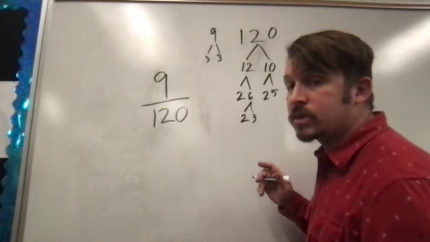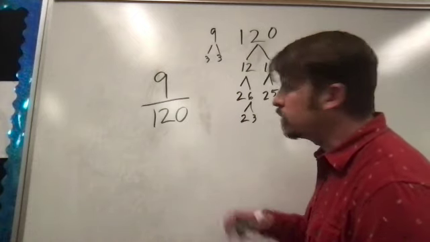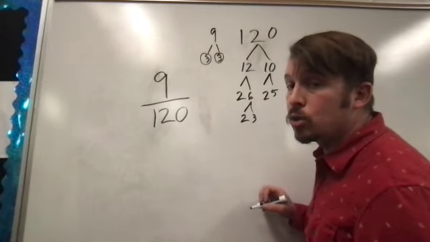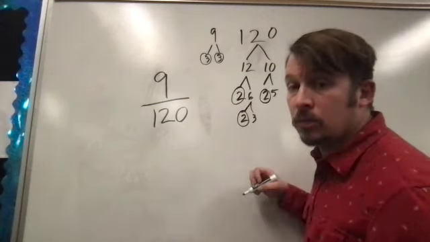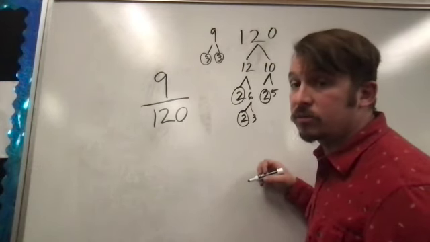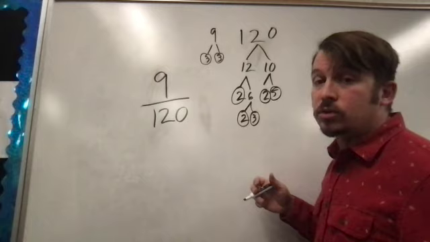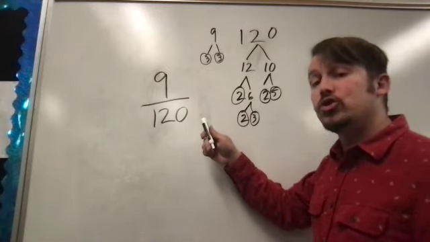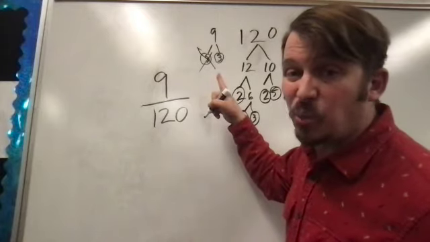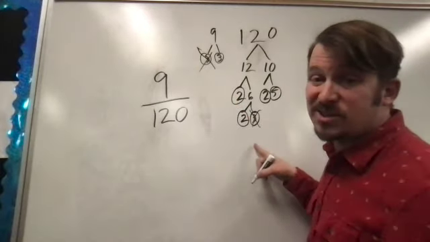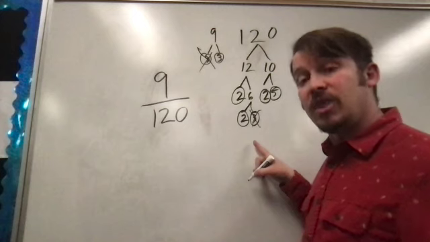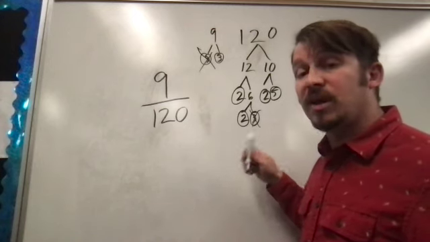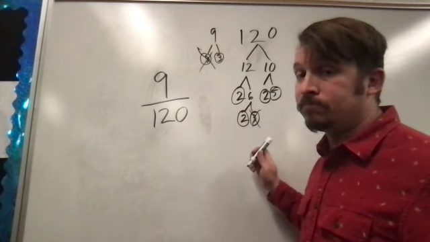So the prime factorization of 9 is 3 times 3. The prime factorization of 120 is 2 times 2 times 2 times 3 times 5. There we are. We've got all our factors circled. Do we have any for 120 that we also have for 9? You bet. I cancel out one of those 3s to cancel out the other 3 over here. That means we have canceled out all the common factors between 9 and 120.